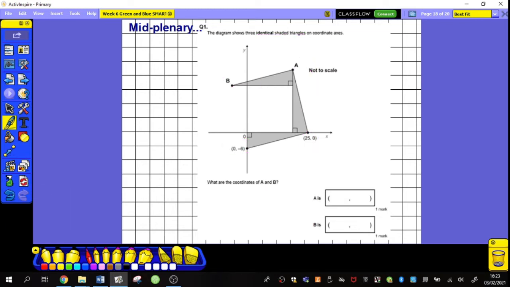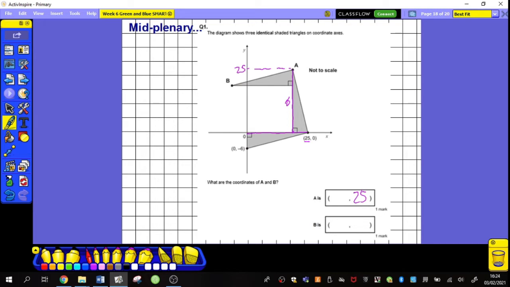So let's use this information then. I can see that to get from 0 to this point must be 25, because my x coordinate there is 25. And that side must be the same as that one. So therefore, this point must be 25 long, which means A must be at point 25 high, there. So straight away, for A, I know that my y must be 25.